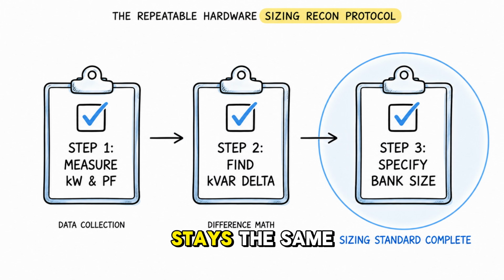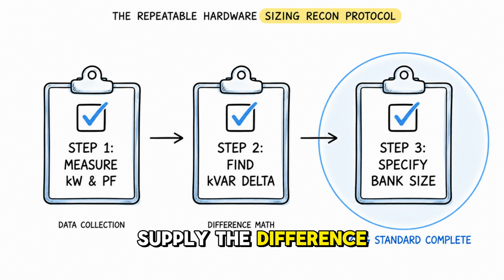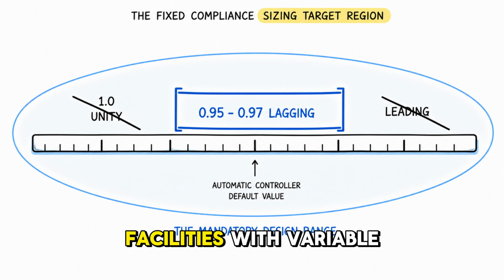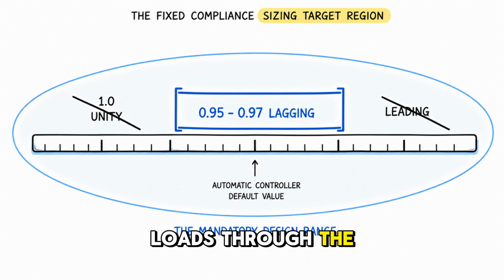The sizing method stays the same every time. Identify the real power and current power factor, calculate the existing reactive power, calculate the target reactive power at the desired corrected power factor, and size the capacitor bank to supply the difference. Target 0.95 to 0.97 lagging, never unity, never leading. Use an automatic controller for facilities with variable loads through the day.